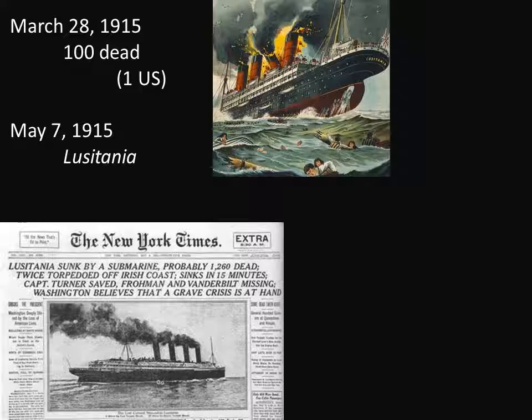May 7th, 1915. A British passenger ship, the Lusitania, is sunk by a U-boat. Approximately 1,200 people are dead. 128 of them are American. Now, the Germans claimed that the ship was carrying armaments or weapons for Britain. Britain denies everything about it. Who do we believe? We believe Britain. Although we now know that Britain probably was smuggling armaments aboard the Lusitania. So it was true what Germany was saying.